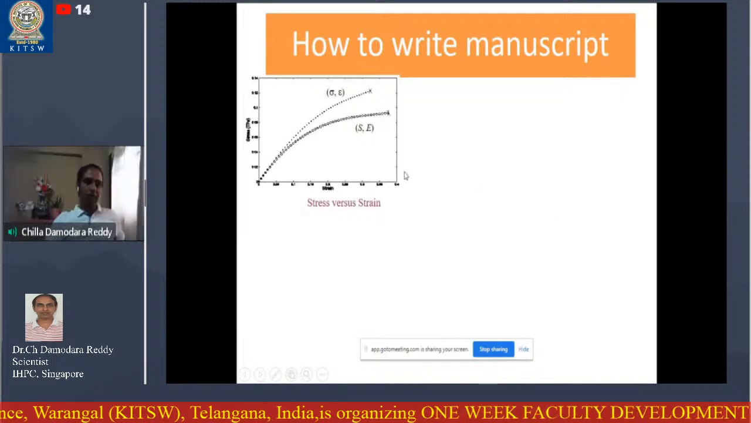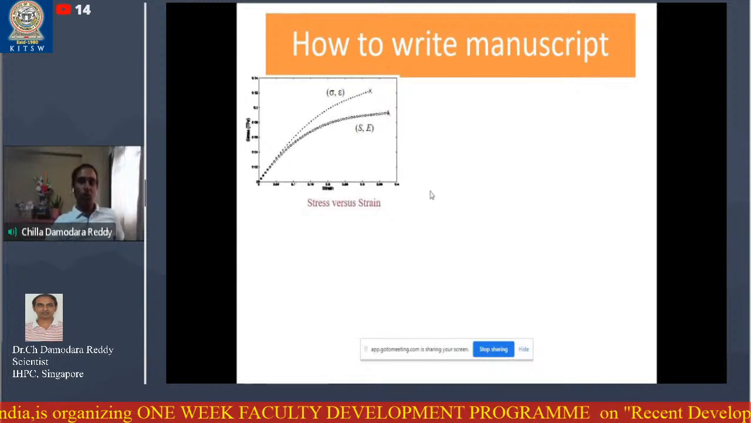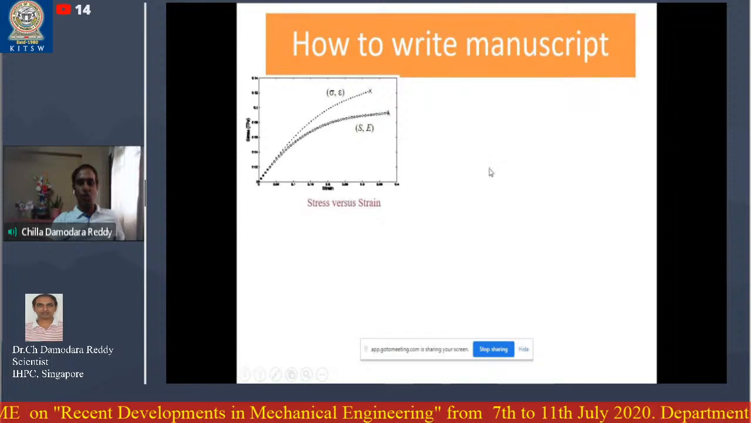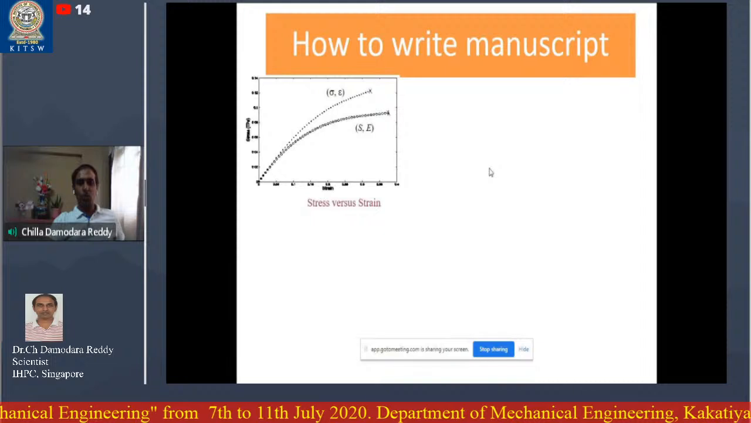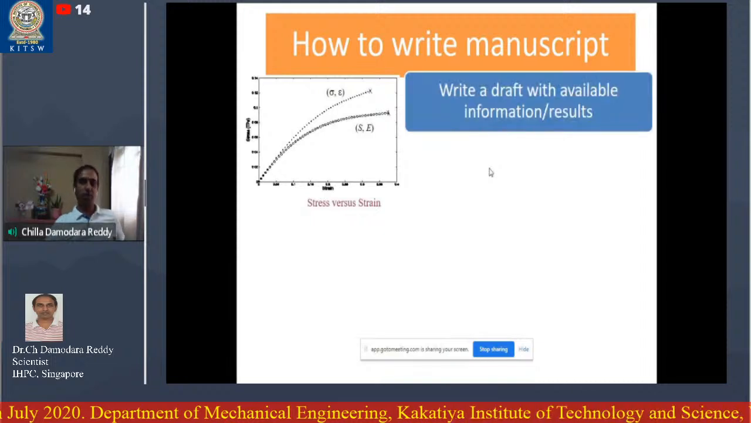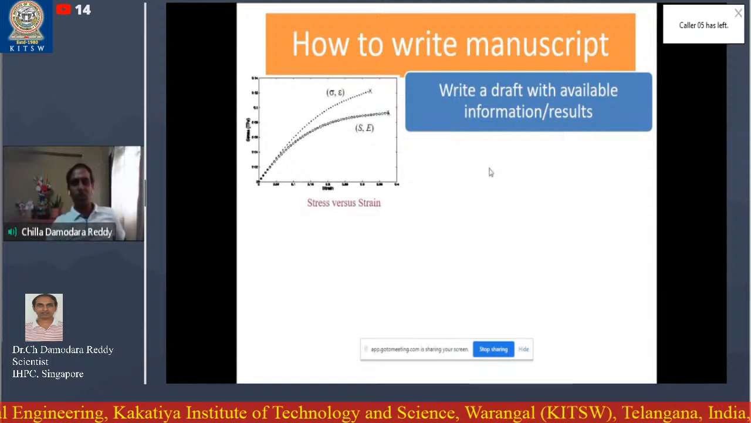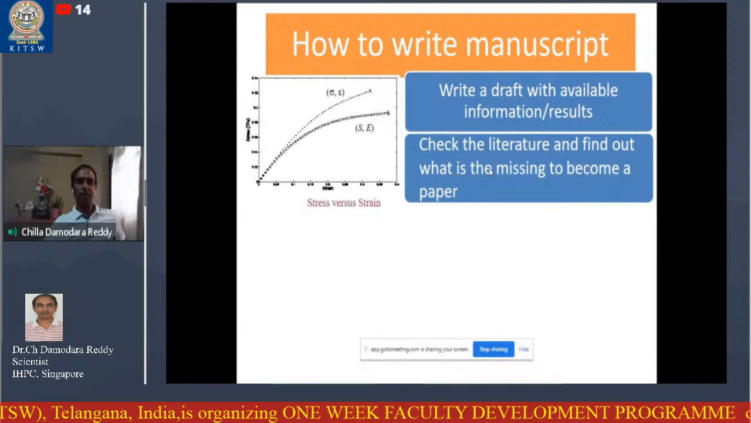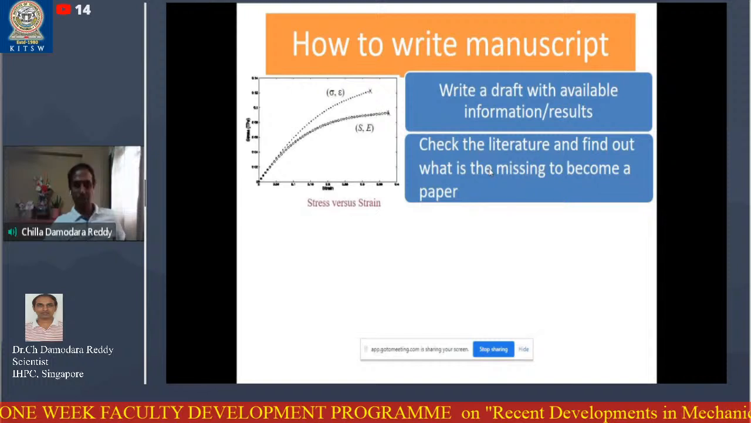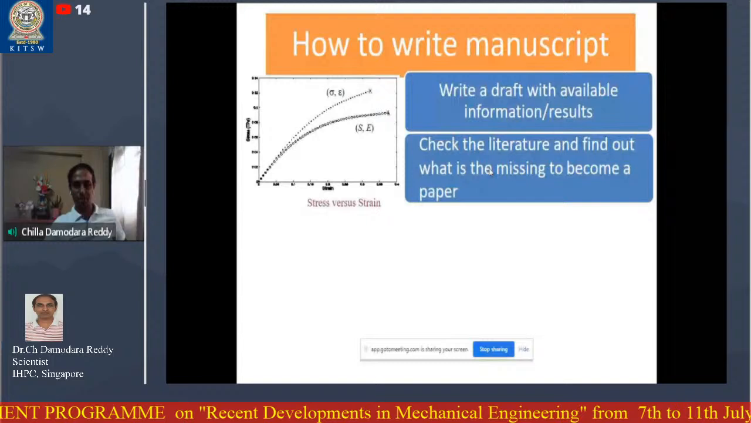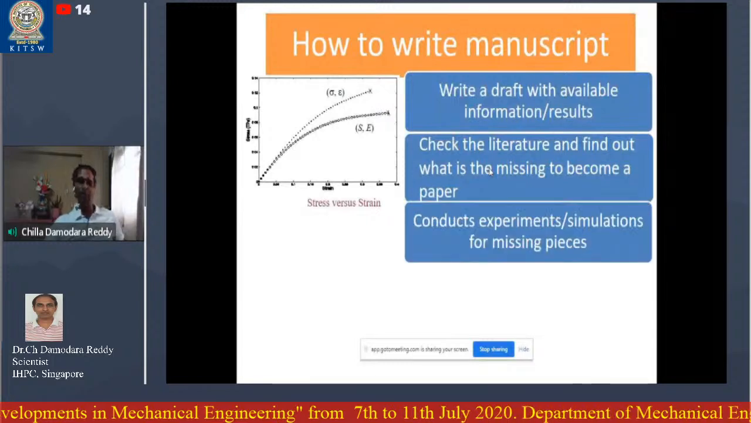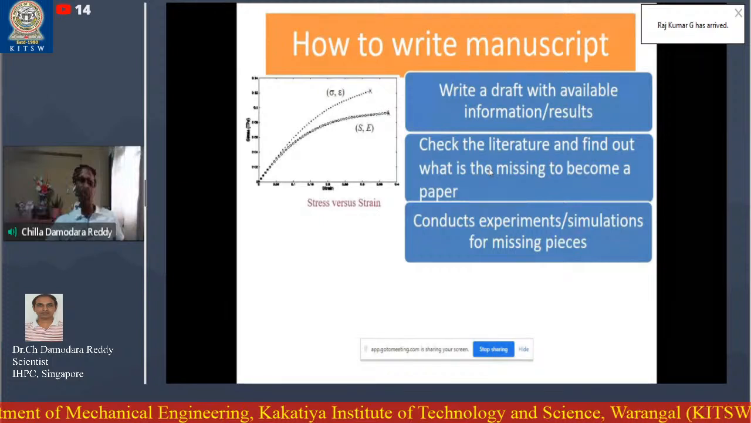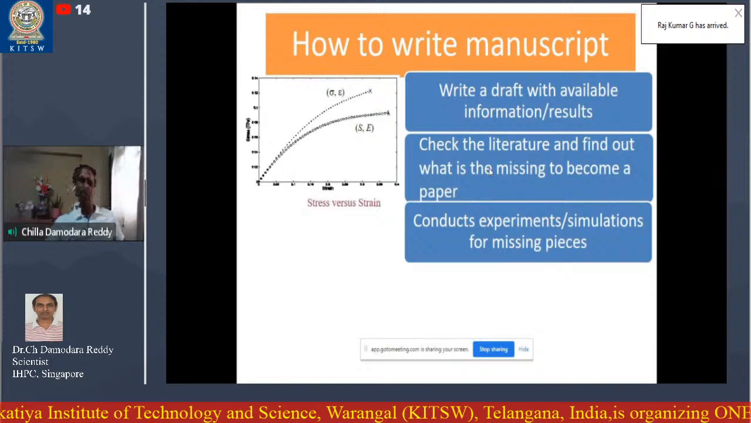Yeah, it's clear. Suppose you have a small piece of results with you, and we want to write a paper. We know this small piece of information is not enough to write a paper, but we have to start somewhere. So we use this piece of information and write a draft of a manuscript based on your available results. Then you check the literature and find out what is missing to write a manuscript. You can study the literature, find the missing pieces, then conduct some experiments or simulations for those missing pieces. Then you collect all this extra information for the paper. Then you try to revise again.